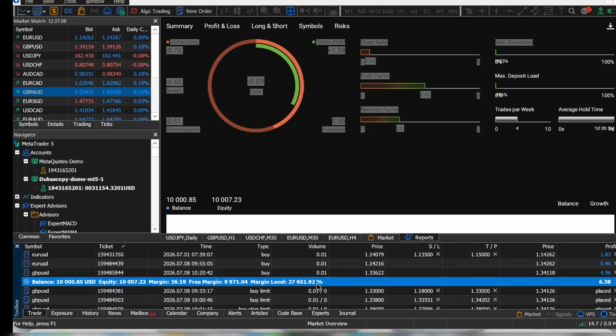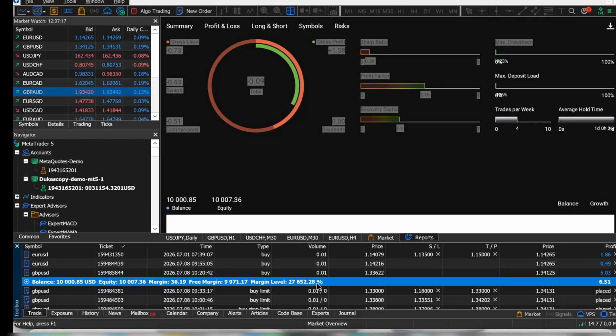Adjacent to margin is the free margin. This number shows you the funds available for opening additional trades. It's essentially how much money you have left to play with after accounting for your used margin. If you're looking to initiate more trades, this is the value you'll want to monitor closely.